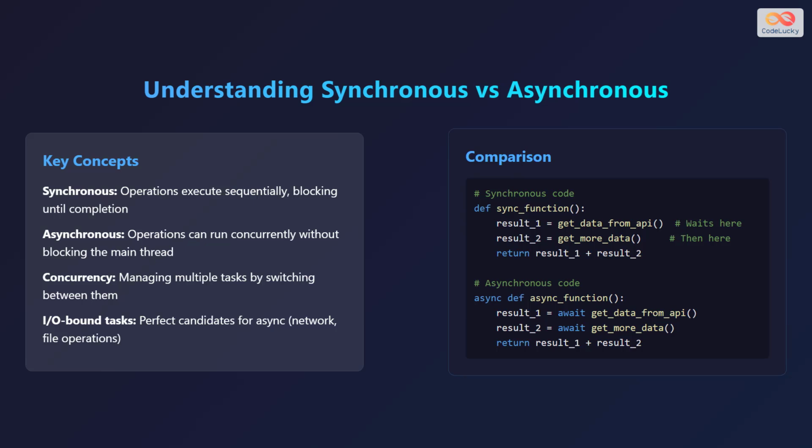Consider synchronous code where a function sync_function calls getData from API, and then getMoreData. Each call waits for the previous one to complete. Now, compare it with the asynchronous code where the function async_function, defined as async def async_function, also calls getData from API, and then getMoreData but uses await. This allows other tasks to run while these functions are waiting for data.